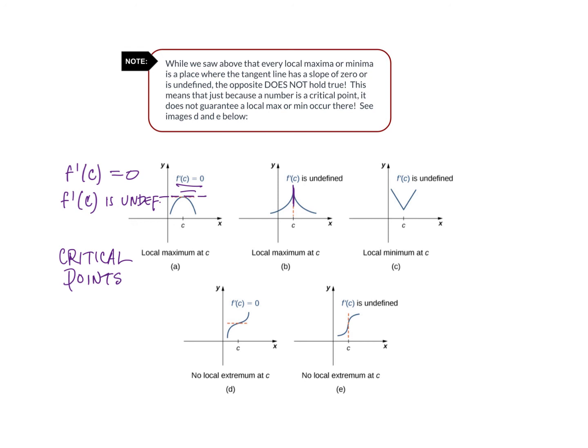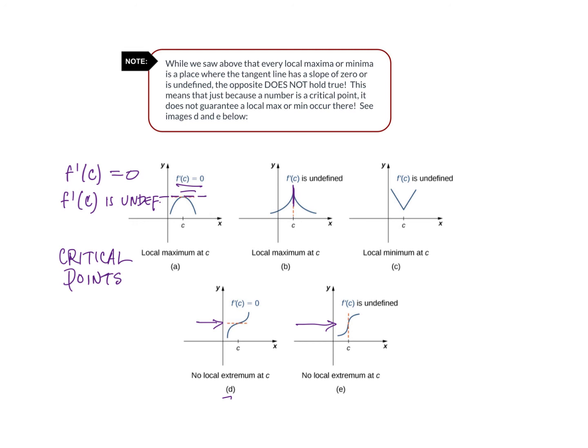Now, as noted above, just because we have a critical point, it doesn't guarantee that we have a local max or a local min there. And I'm going to show you two images, D and E, where that is the case. So in image D, we have a derivative of 0 at C, so we have a horizontal tangent line at C, yet we do not have a max or a min there. All right, and in the other scenario, we have a vertical tangent line, or f prime of C is undefined at C, and yet we do not have a max or a min there.